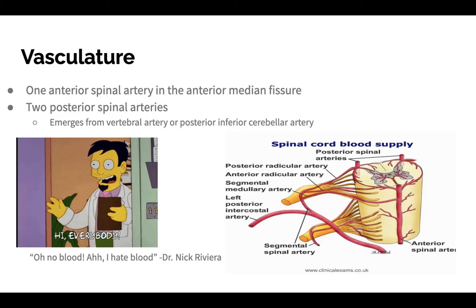As for vasculature, there's going to be one anterior spinal artery. There's going to be two posterior spinal arteries. The anterior is going to travel along the anterior portion of the spinal cord through the anterior median fissure, while the posterior is going to emerge from the vertebral artery or the posterior inferior cerebellar artery.